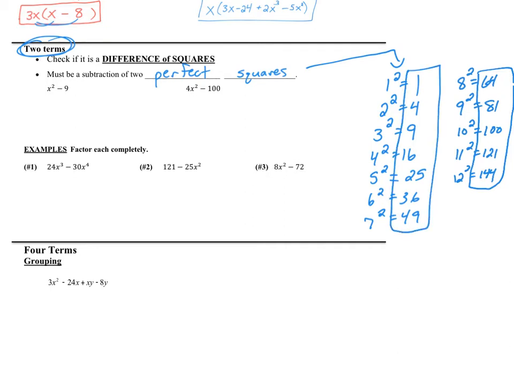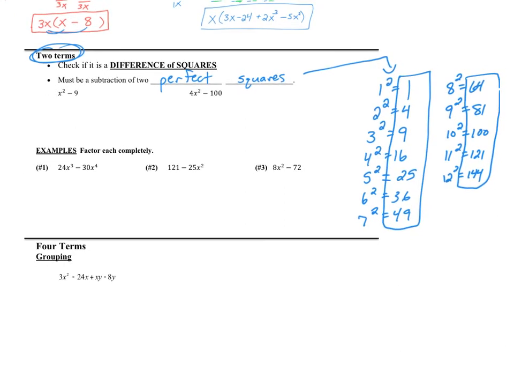Those are perfect squares. 1, 4, 9, 16, 25. They're perfect squares because you can get them by taking a number times itself. Like 1 times 1, 2 times 2, 3 times 3. So whenever we have two perfect squares subtracted from each other, we can do what's called a difference of squares.